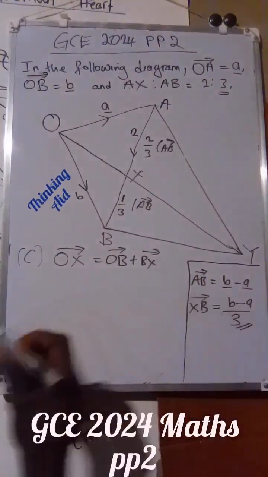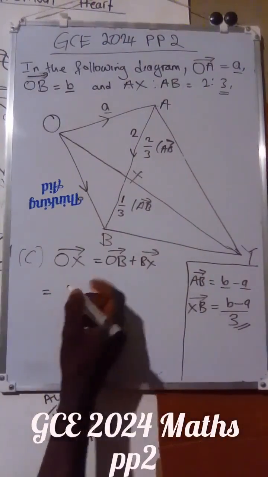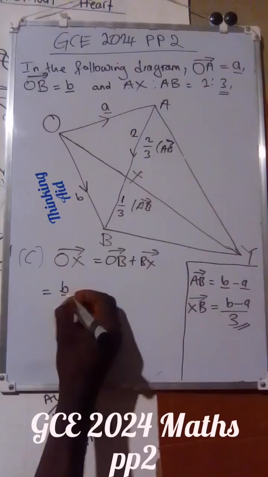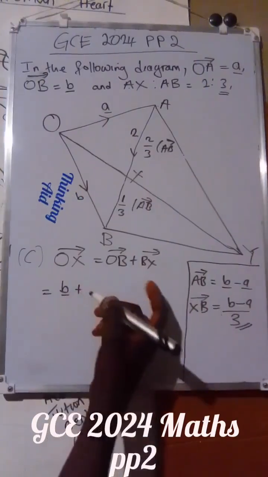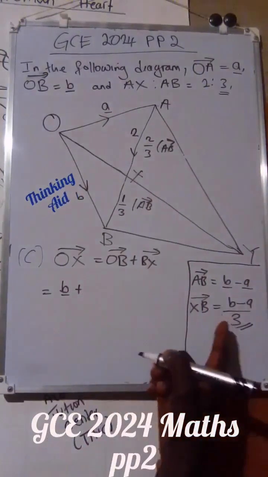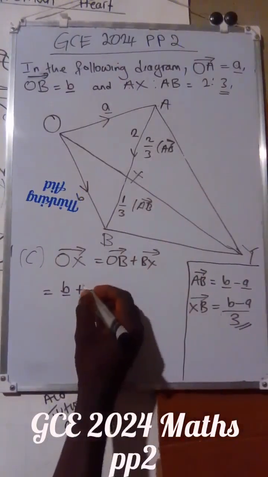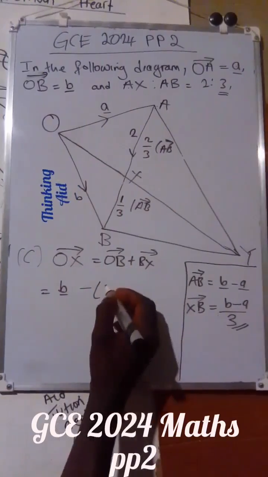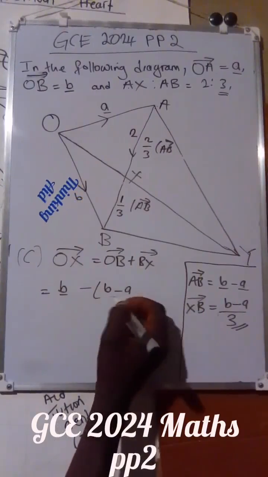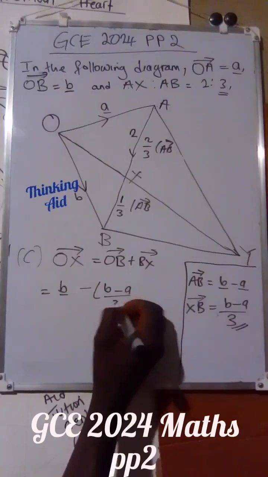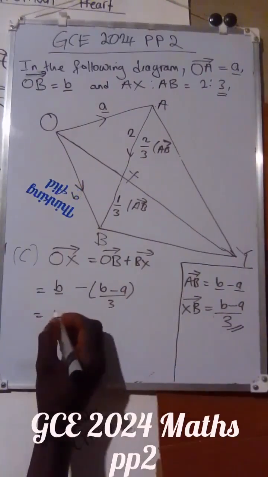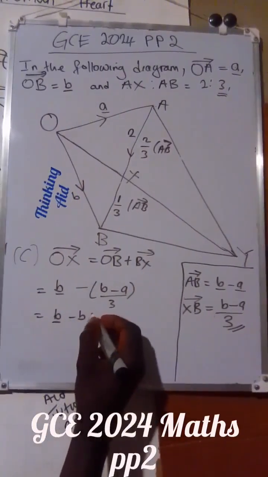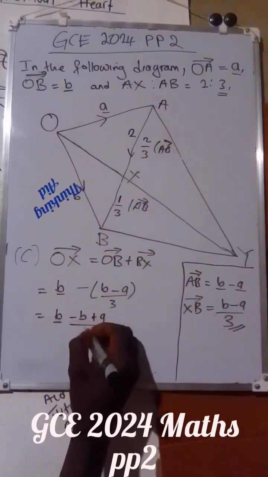So vector OX is equal to the vector OB, which is b, plus vector BX. Vector BX is the negative vector of (b minus a) over 3. So this is going to be b minus (b plus a) over 3.